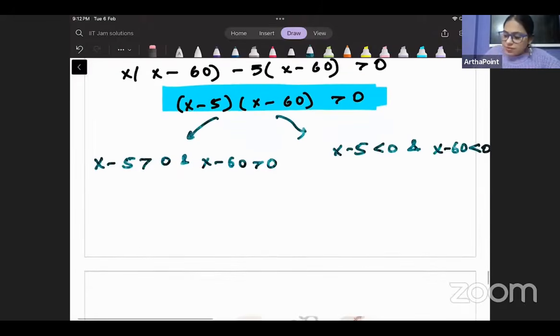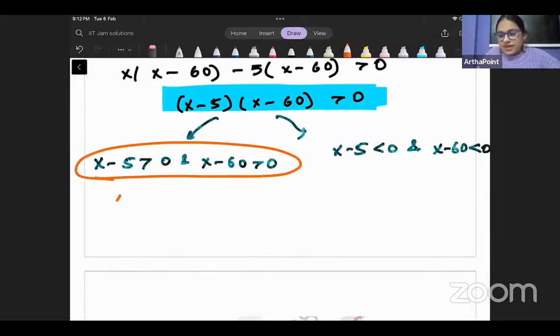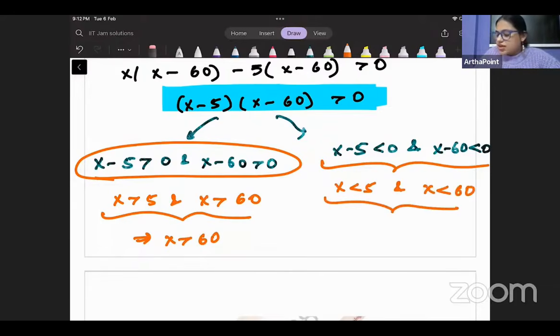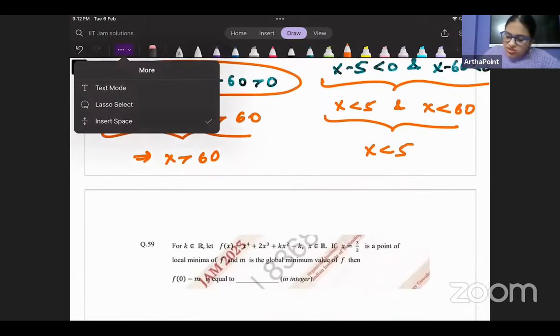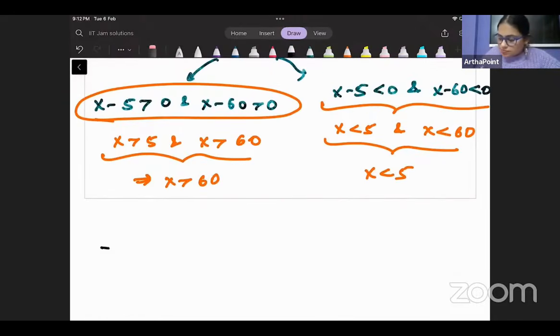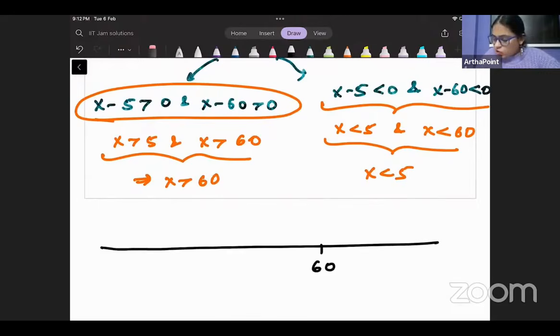Beta, when will this happen? When x is greater than 5 and x is greater than 60. So this means that x should be greater than 60. When will this happen? x less than 5 and x less than 60. So इससे आ गया that x should be less than 5. So beta, if I just take this together, what will I get? Either x should be greater than 60 or x should be less than 5.